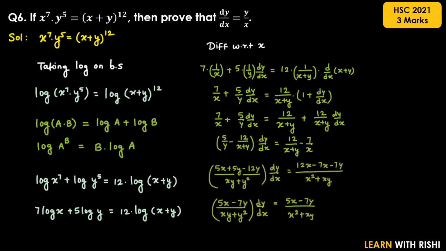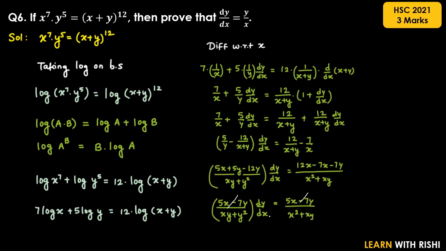Now we'll do cross multiplication. So this will be 5x plus 5y minus 12y upon xy plus y square into dy by dx is equal to 12x minus 7x minus 7y upon x square plus xy. So dy by dx will be equal to, we'll solve this: 5y minus 12y is minus 7y, 12x minus 7x is 5x. 5x minus 7y and 5x minus 7y will get cancelled.